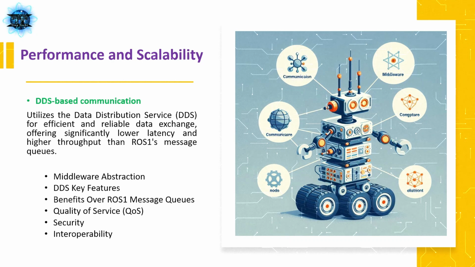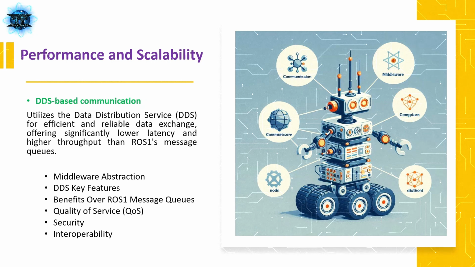And coming to security, DDS comes with built-in security features. It ensures that the information shared among the robot parts is safe, like keeping secrets safe during a conversation. And why does it matter? It is especially important in tasks where security is a big concern, like in self-driving cars or medical robots.